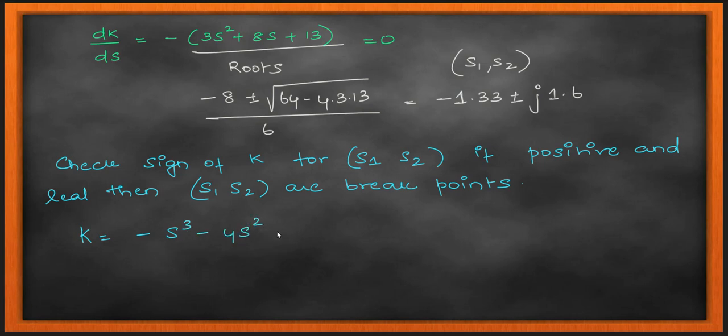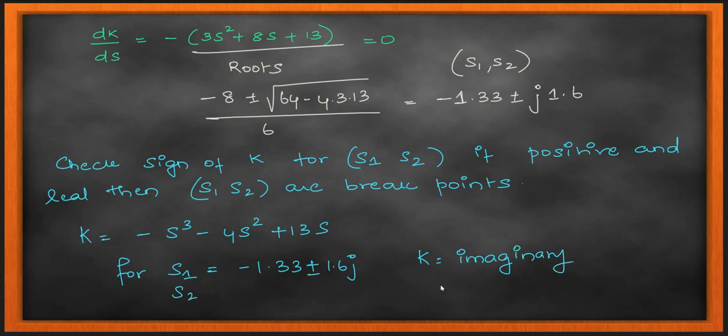Now I have taken dK by dS equal to 0. Then I have found the roots, and the roots have come out imaginary. Then I have to look at the sign of K. I have to plug this S1 and S2 into that equation for K and see whether my S1 and S2 make K positive and real. In this case, it's definitely not going to be positive and real, because I have imaginary S1 and S2. Which means there is no breakaway or break-in point for this question.